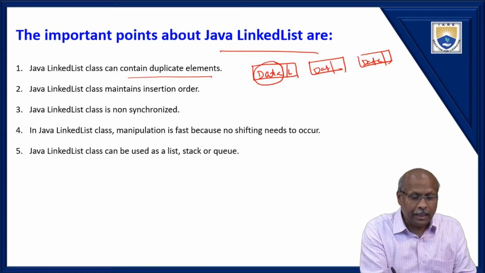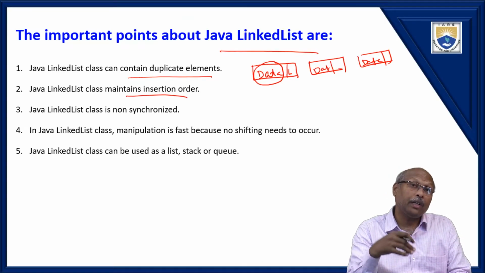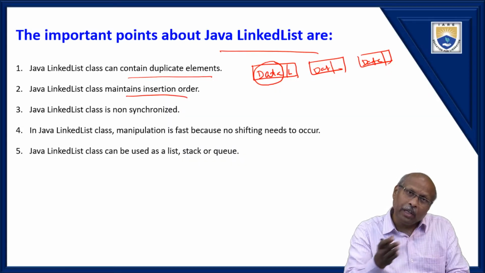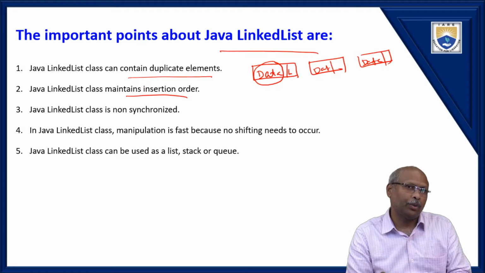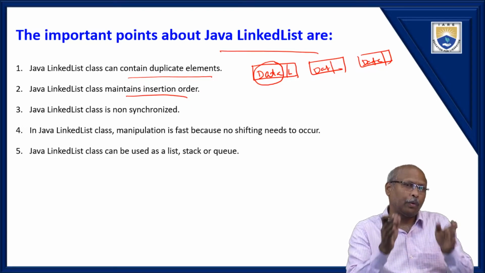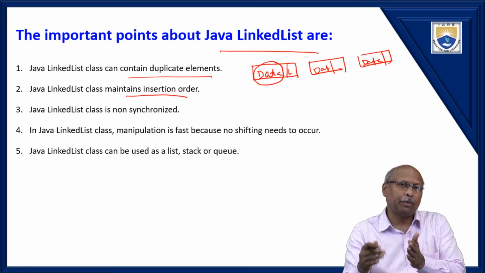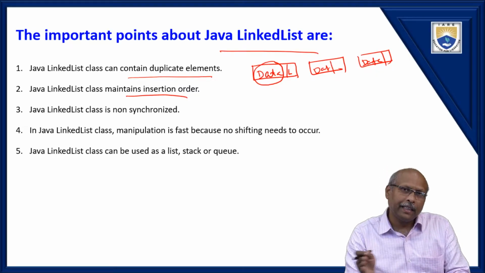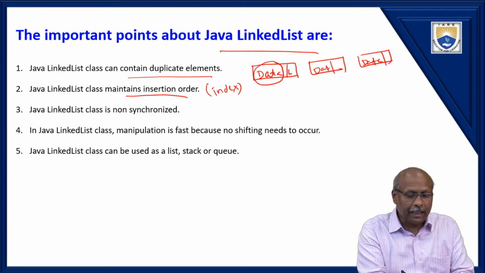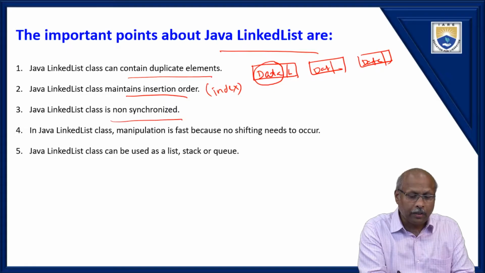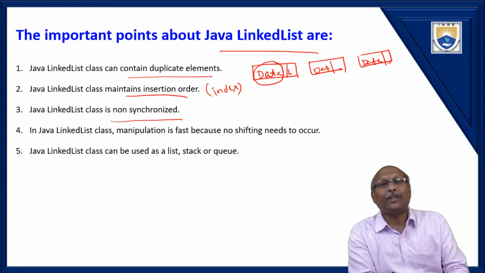Java linked list class maintains insertion order. The order you insert, the same order it will maintain. So the insertion order plays a major role. Whichever you enter first will be in the first position. If you enter next, second position. Whenever you keep on adding, it will follow the order. That means it follows one indexing. Java linked list class is also non-synchronized. That means it is not thread safe.